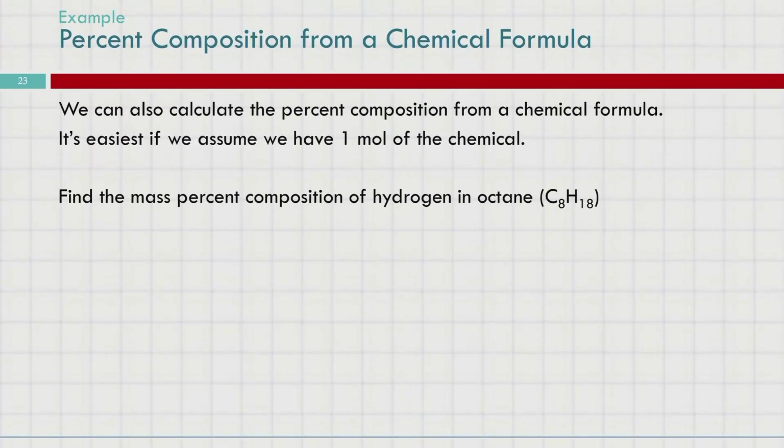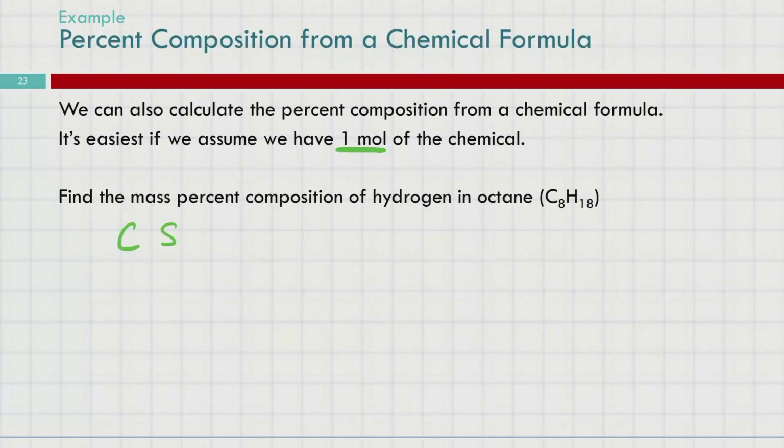Another thing that we can do with percent composition, we can calculate it from a chemical formula. You don't need to know the amounts of anything that you have. We can just, based on the formula, calculate the percent composition. This is easiest to do if we assume that we've got 1 mole of the chemical. You can assume that you've got any amount, but trust me, 1 mole is the easiest. So we're going to pretend like we've got 1 mole of this C8H18 octane. That's one of the big components of gasoline.